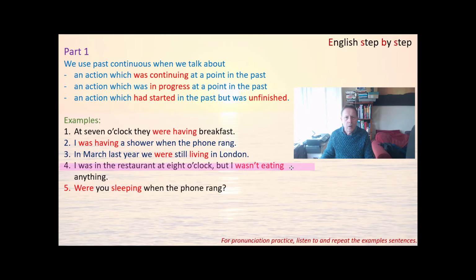Example number 4. I was in the restaurant at 8 o'clock, but I wasn't eating anything. So here we have a negative example. At 8 o'clock, that's the point of time in the past. What was I doing? Well, in this case, it's negative. I wasn't eating anything. Example number 5 is a question. Were you sleeping when the phone rang? So the phone rang at a point in time and an activity was continuing during that time. So the question is, were you sleeping when the phone rang?